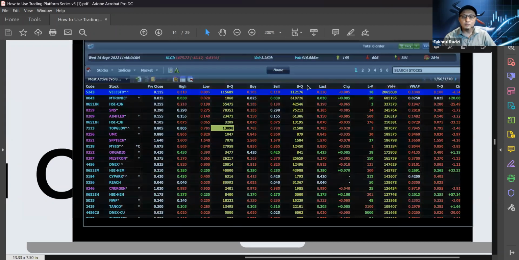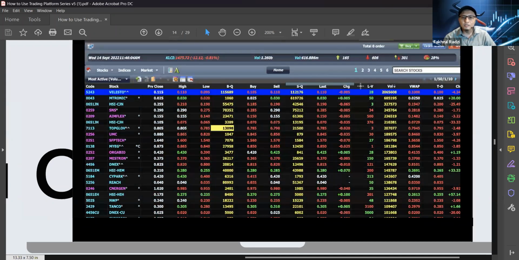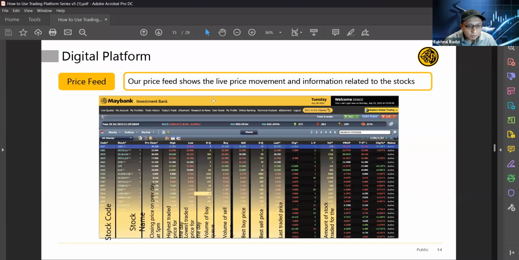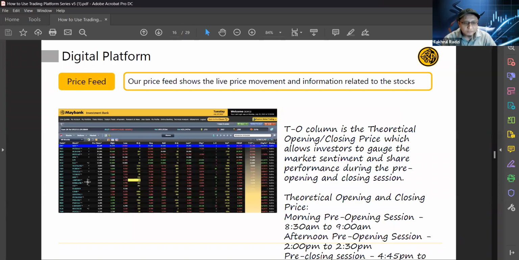So you need to know the menu, the whole column in the platform, by starting with reading. Bermula dengan membaca satu persatu, and then you can understand bit by bit, day after day. Alright, price feed. Our price feed shows the live price movement and information related to the stocks.